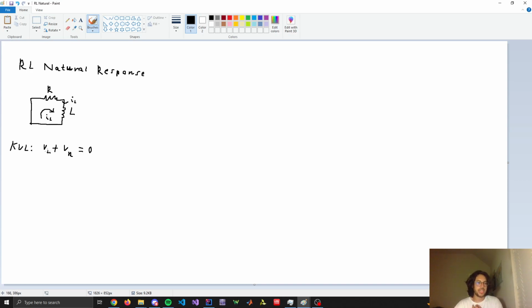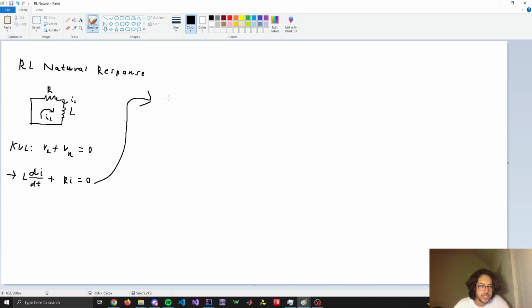The reason I'm using KVL for this one rather than KCL is because it's easier to write VL, just like it's easier to write IC. They're called the state variables because VL is L di over dt, so that makes the differential equation easier to look at. So VL is L di over dt plus VR, that's Ohm's law, so it's R times I, equals 0. And now this is also a first order homogeneous differential equation, which I'll go ahead and derive.